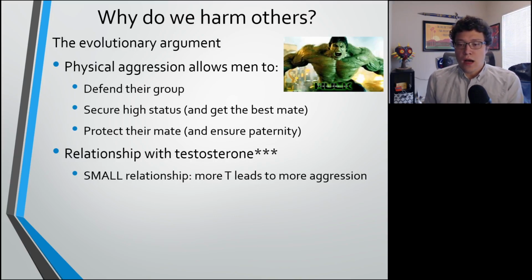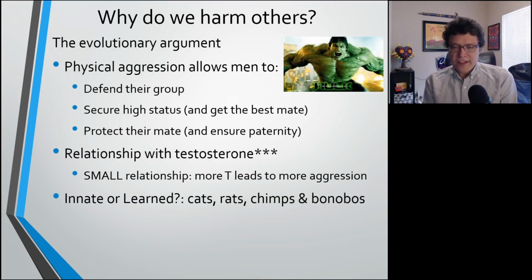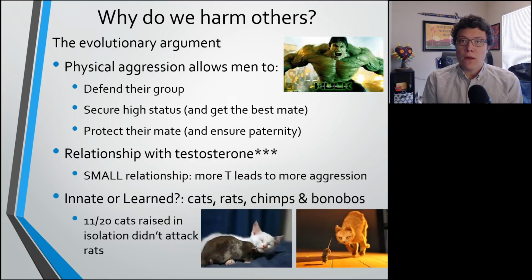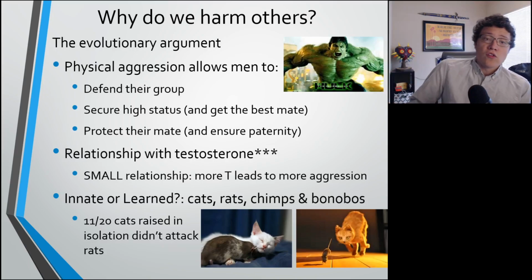This also comes to the question of innate or learned. For things like cats and rats or chimps or bonobos, is aggression just typically learned? Well, when they did a study looking at 20 cats raised in isolation, 11 of the 20 cats did not attack rats when they were first introduced to them, suggesting that part of this aggression, which is aggressive to kill and eat a rat, but is also animal nature, cat nature, is not necessarily a required thing. So would we say that the evolutionary argument totally covers this idea? I would not, because we know that these rats and cats are able to live together in harmony without this always being an innate drive to be aggressive. So that's the evolutionary argument.